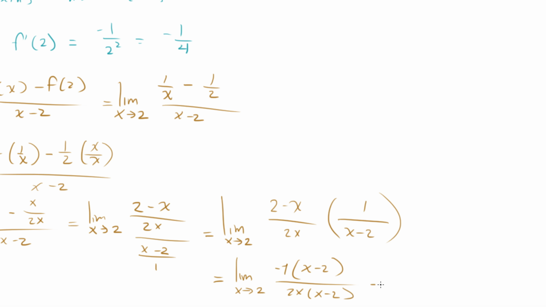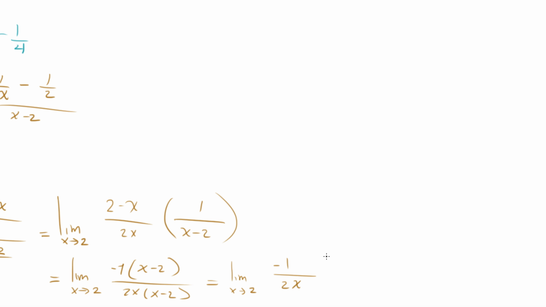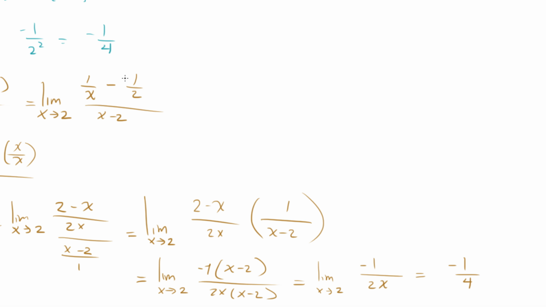Now you get rid of the x minus 2's, so you have the limit as x approaches 2 of negative 1 over 2x. If you plug in 2 on your limit, you get negative 1 over 4, which is exactly the same thing that we got on the other answer. Okay, that's all for today.